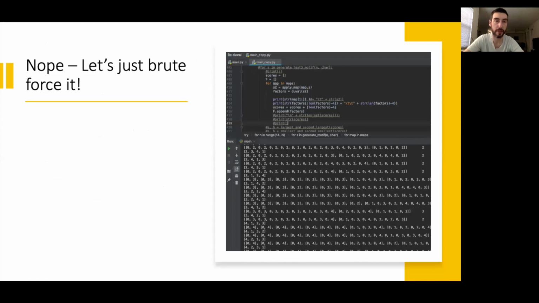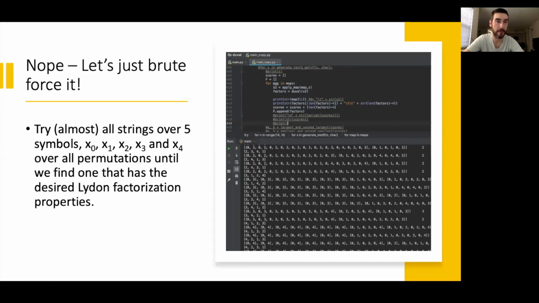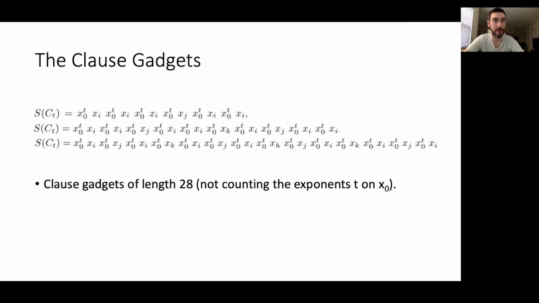So we employed a computer program, and it just tried different permutations, creating different strings, and would perform the different permutations on the symbols and test their Lyndon factorization. And using about 2 days of computation, we were able to find some clause gadgets which did what we needed. And so here, the longest of these is of length 28, and that's not counting the lengths of the runs of x0 between the symbols.